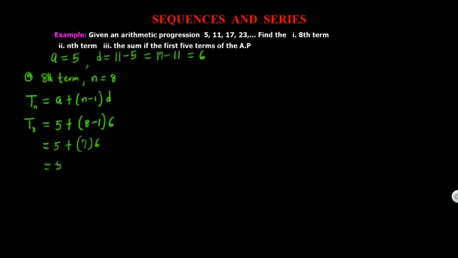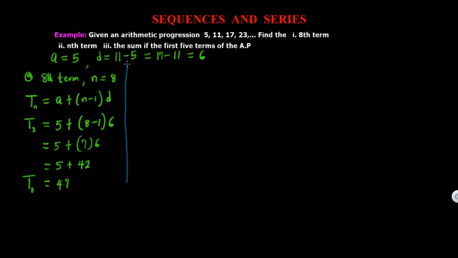Then I believe you can try this on your own. What will this give you? 7 multiplied by 6 is 42. Fantastic. So when we add this together, that will be 47. And I bet it with you, if you continue this sequence to the 8th term, your answer should give you 47. That is the 8th term of this sequence.